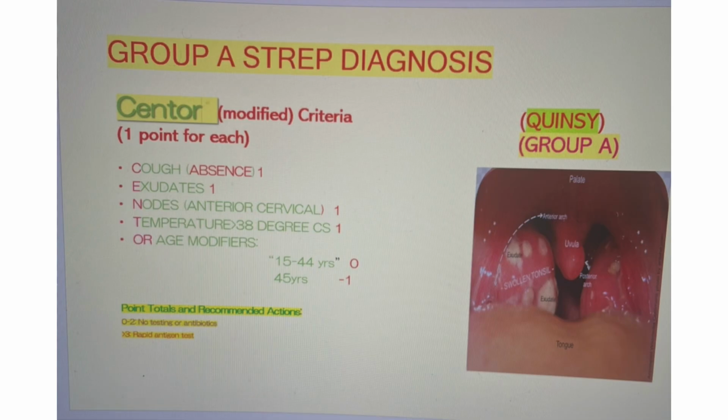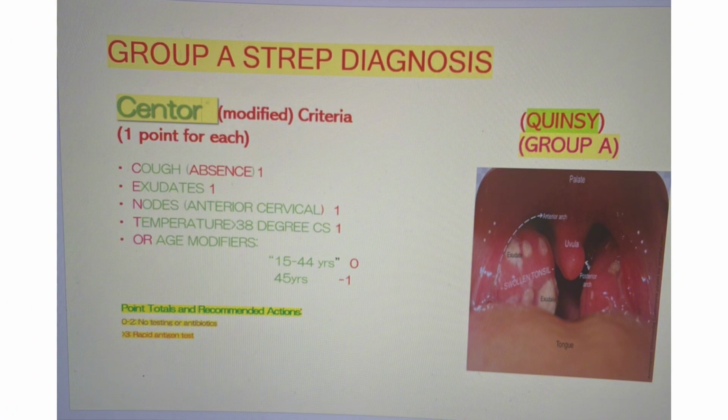If it is 3 or greater, do a rapid antigen test, and if negative, no antibiotics. But if the patient is less than 20 years and negative, do a throat culture. A positive throat culture, which is 90 to 95% sensitive, or rapid antigen detection test, the RADT, confirms the diagnosis of group A streptococcal infection. Regarding close contacts, screening is only needed if they have a history of rheumatic fever or glomerulonephritis, or they are symptomatic.